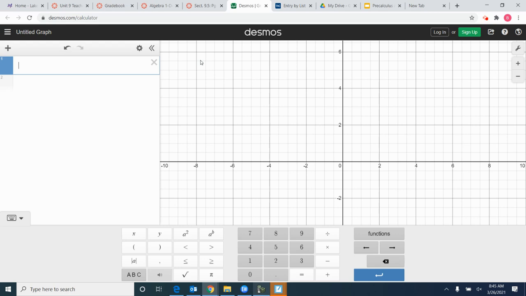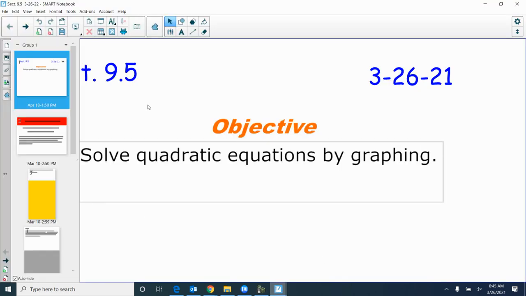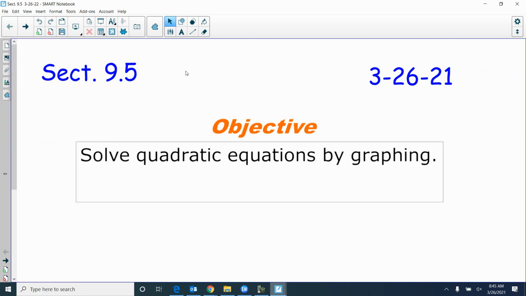Now, what does it say to do up there? It says solving quadratic equations by what? By graphing. All right, so by graphing. So we're going to use the Desmos calculator to do the hard part. We've graphed before by plotting points and finding other things, but now we're going to use Desmos to do the hard part.